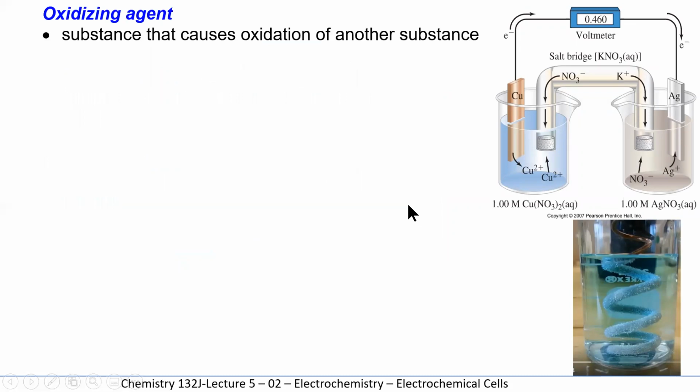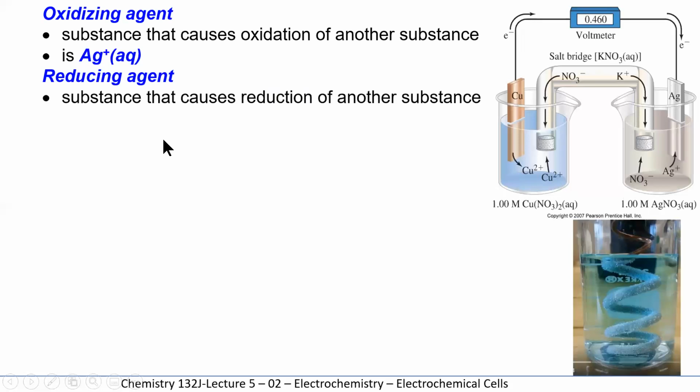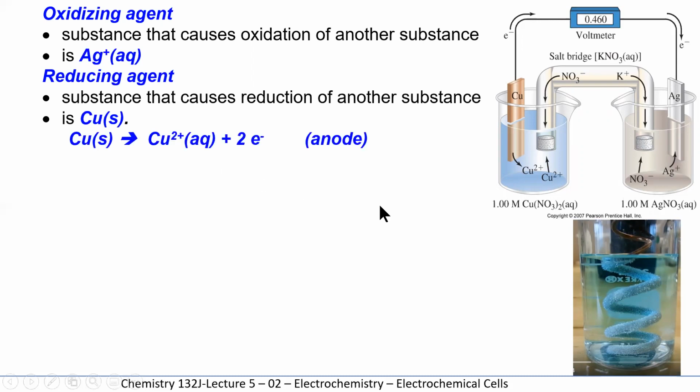So, further terminology: the oxidizing agent is the substance that causes the oxidation of the other substance. In this case it is the silver ion. It's gaining electrons. The reducing agent is the copper metal. Because it's being oxidized, it's actually causing the other substance to be reduced. That's why we call it the reducing agent. So again, oxidation happens at the anode, and reduction happens at the cathode.